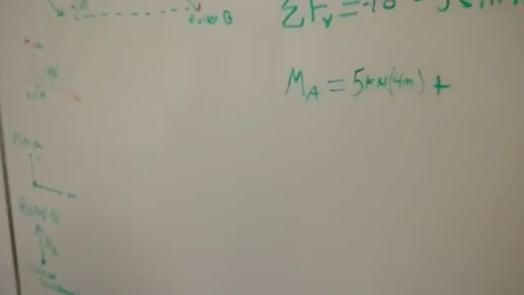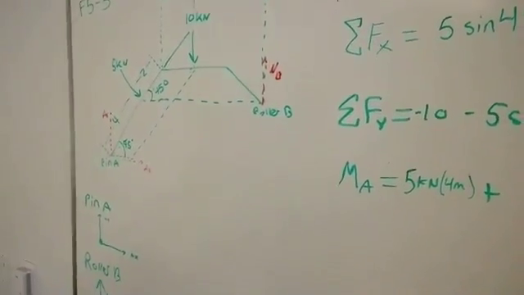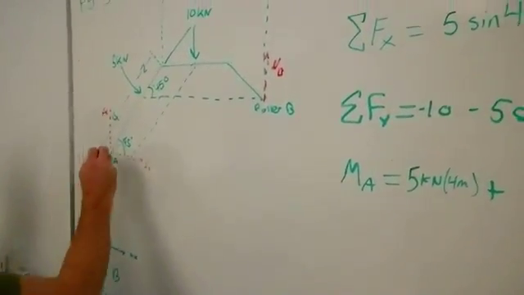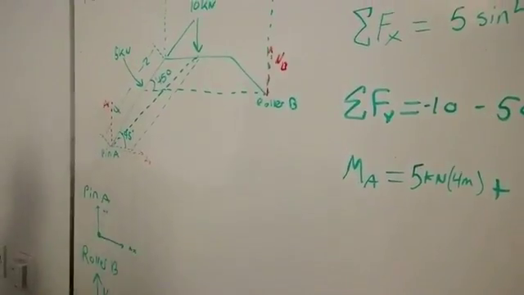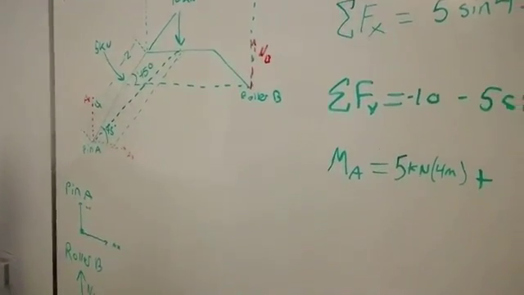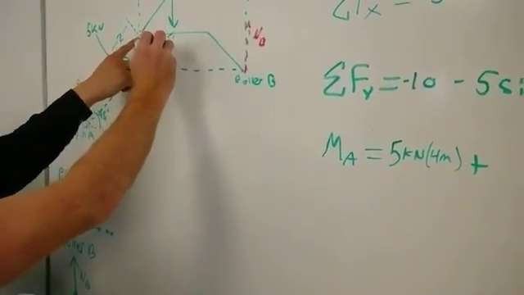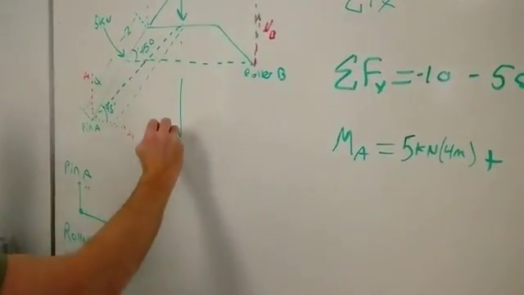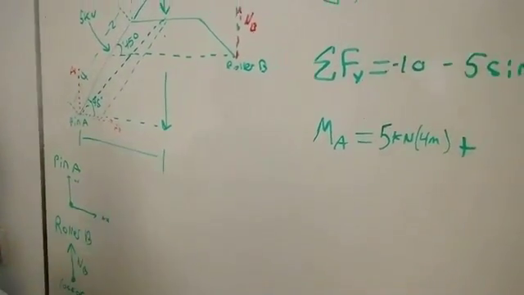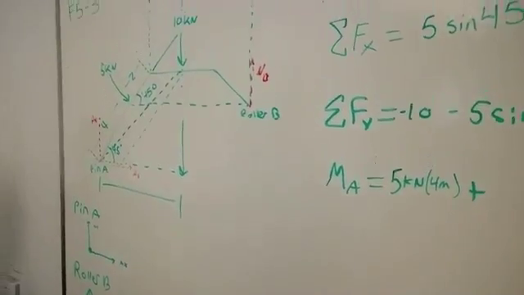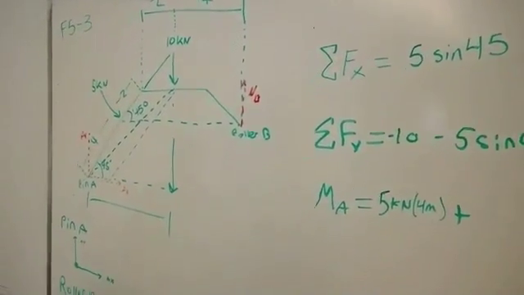Well, B is just a roller. The closest distance that the line of action of that force comes to point A. I think there's a closer one. If you extended this 10 kilonewton force infinitely in both directions, what is the closest distance it ever comes to point A? Yeah. What is that distance?